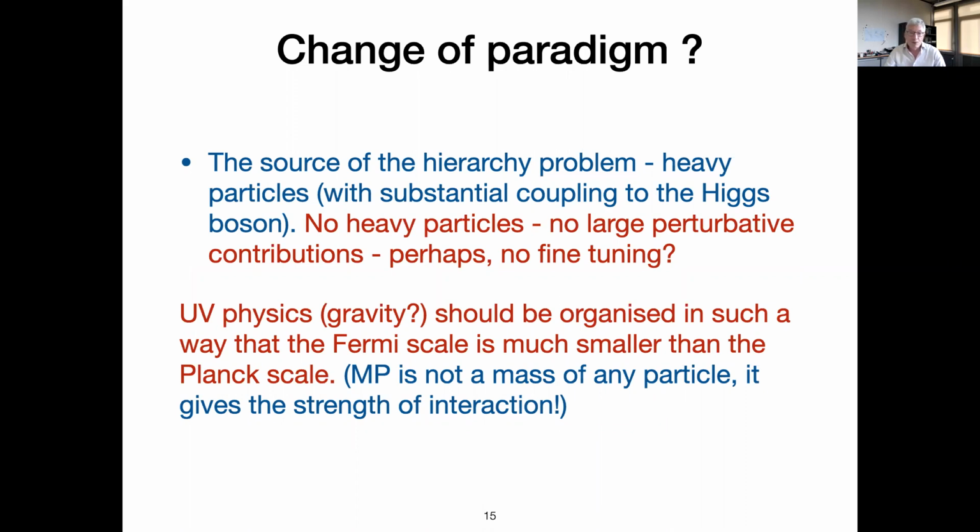And so I would formulate another paradigm in the following way: that UV physics, and we do know that UV physics not covered by the standard model does exist, this is simply gravity, should be organized in such a way that the Fermi scale is much smaller than the Planck scale. An important remark here is that the Planck mass is not the mass of any particle. This is just the strength of the interaction. If you draw whatever diagrams in gravity, gravity is not a renormalizable theory, but still the graviton is absolutely massless, and the Planck scale never shows up in any propagator of these diagrams. It just shows up as a vertex.